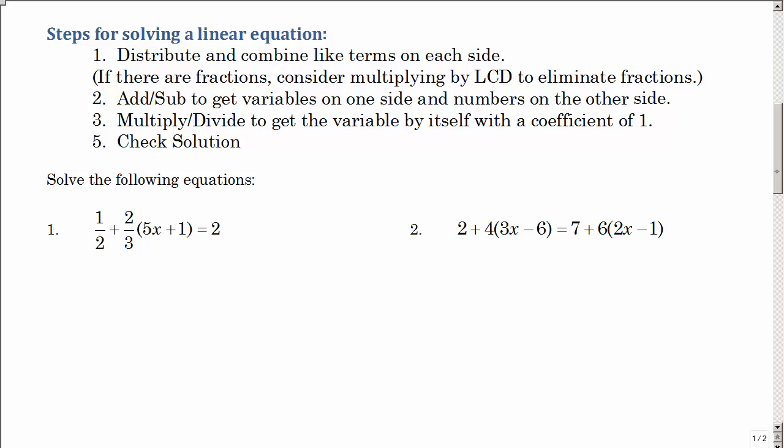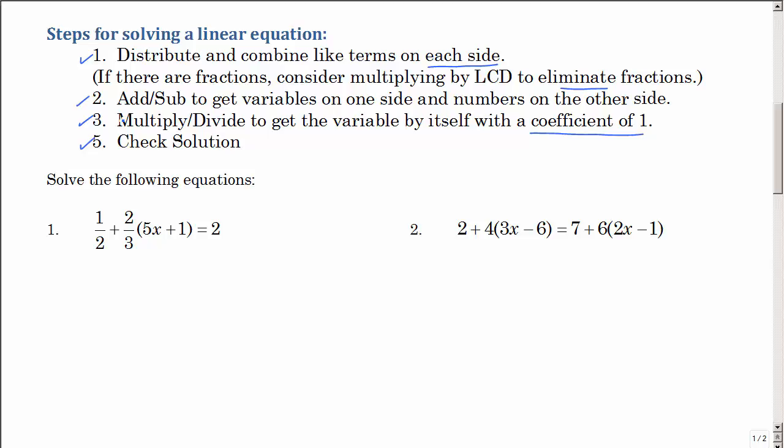This is an assignment to review everything that we've learned about equations, including these special solutions. So let's just review. We want to distribute. It means get rid of our parentheses and combine like terms on each side. As in our last lesson, if we have fractions, we might want to get rid of them with the LCD. Then we want to add or subtract to get the variables on one side and numbers on the other. Then we need to multiply or divide to get the variable by itself, because we want a coefficient of positive 1 in front of x. It could be a different letter, but I like x. And if you have time, you might want to check your answer.